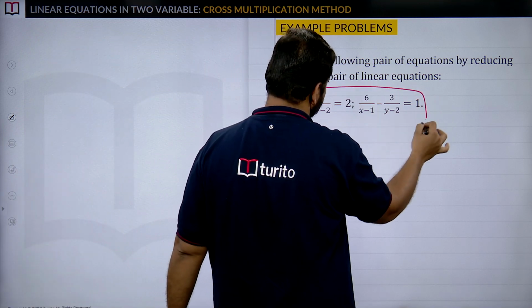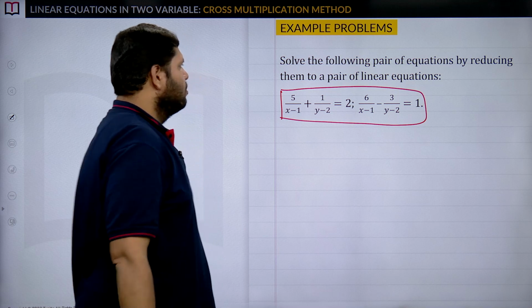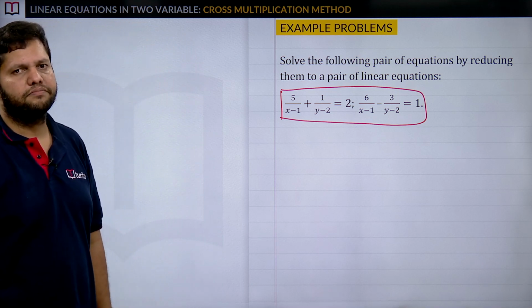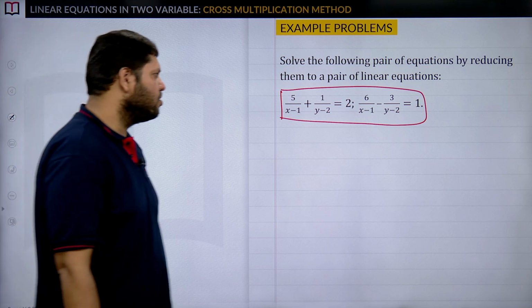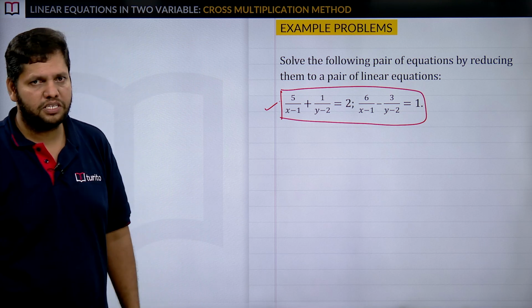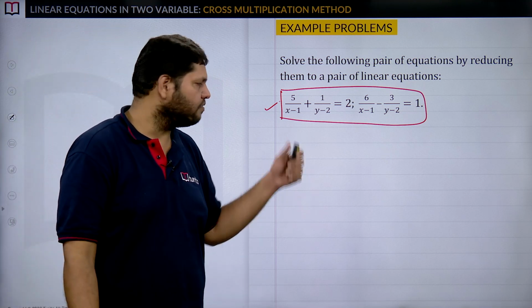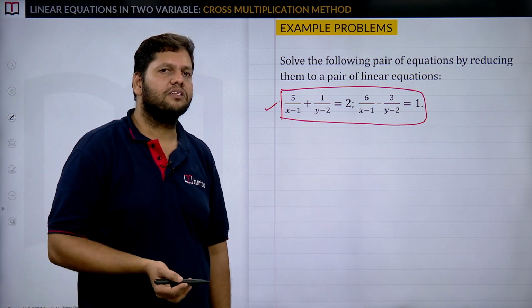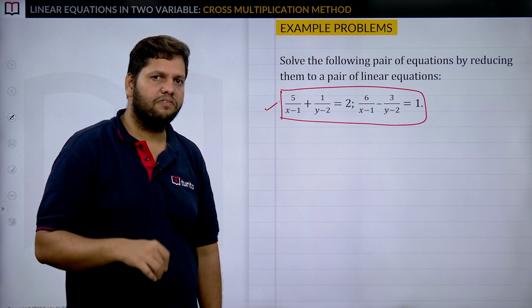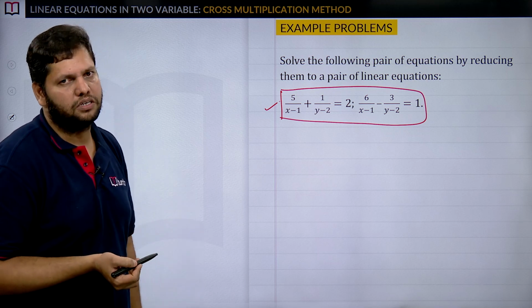Solve the pair of linear equations reduced into... what is a pair of linear equations? First of all, these two are not in standard form children. Our standard form is ax plus by plus c. But this is not in standard form. Again, we have to convert this into our standard form. After converting to standard form, again we have to apply the cross multiplication method.